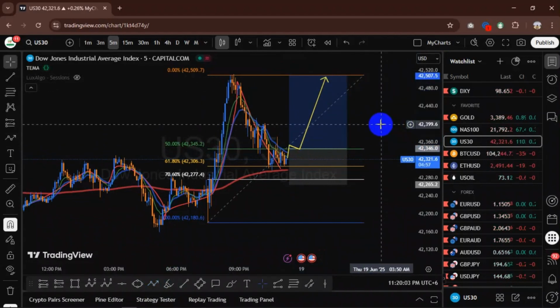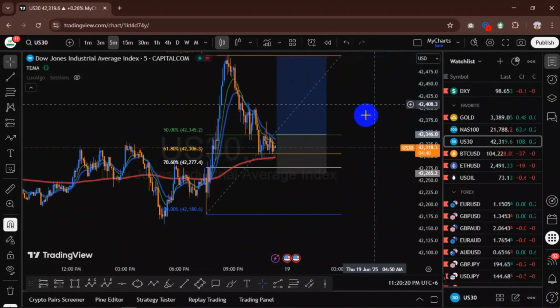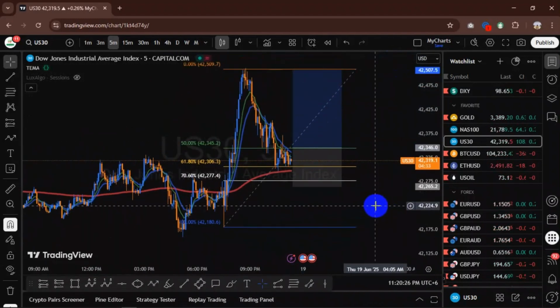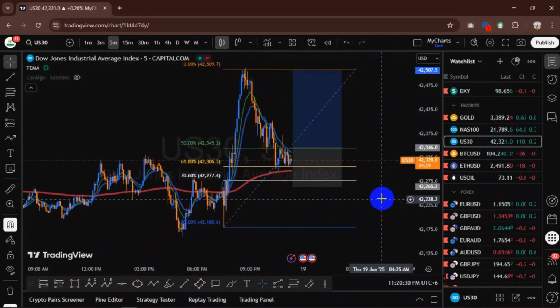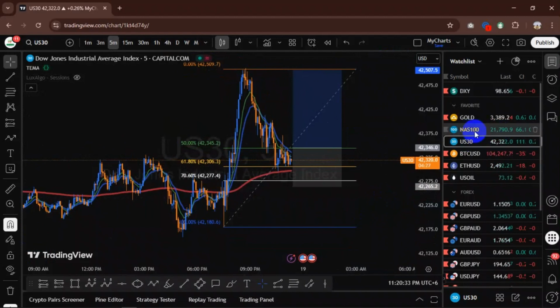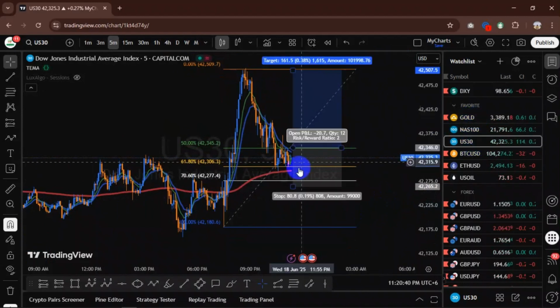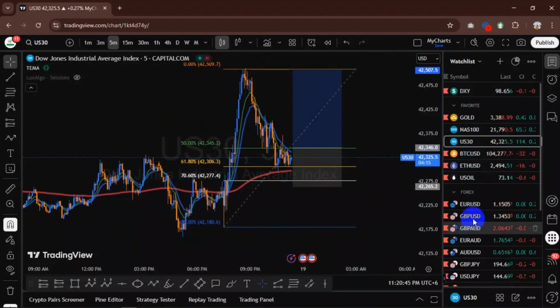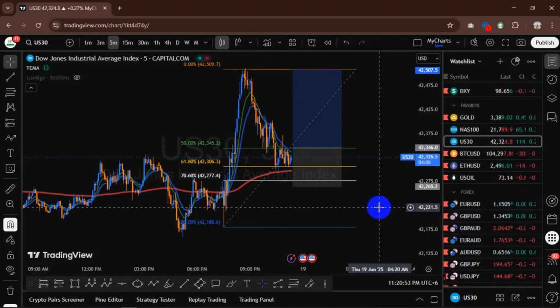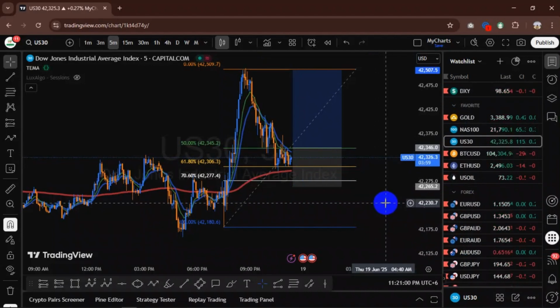So this is the plan and whole process. This is a very easy strategy. You can use it in any pair, especially NAS 100, which is US 100, and US 30, and gold as well. And it works on BTC, Ethereum, and all the FX pairs. I tried. This is so easy and beginner friendly, and the most profitable strategy I have used ever.